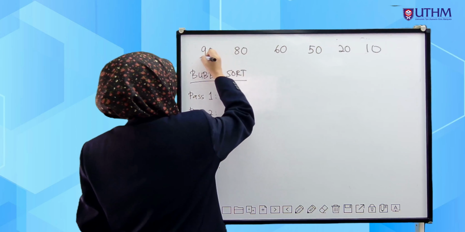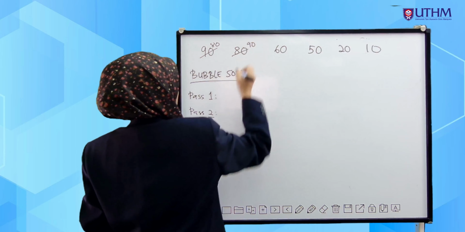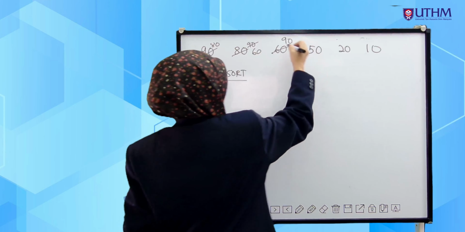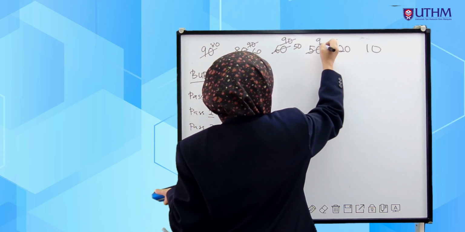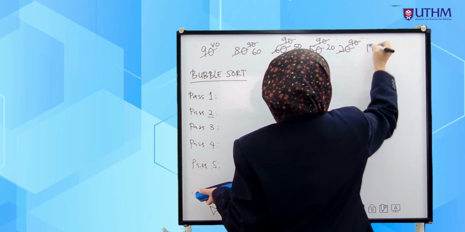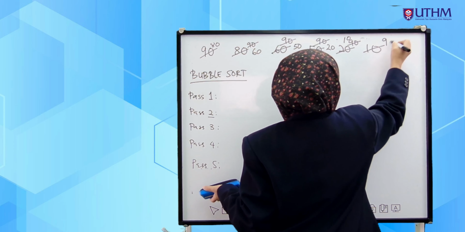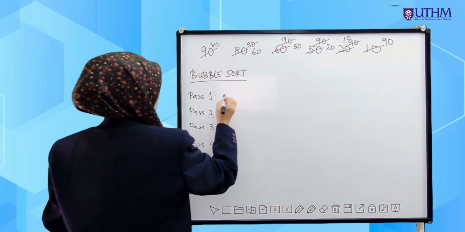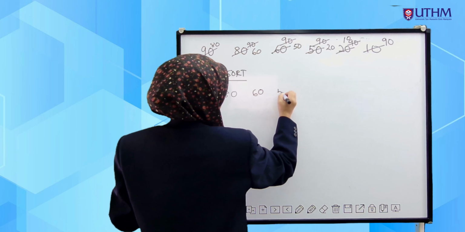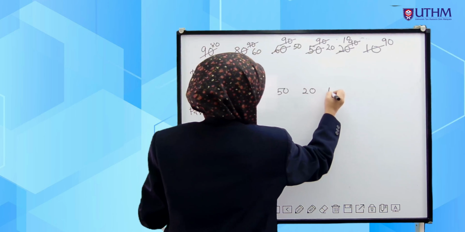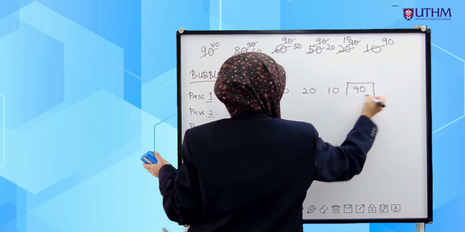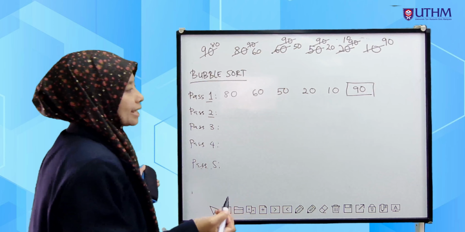Compare 90 with 80, we need to swap. 90 and 60, we need to swap. 90 and 50, yes, we need to swap. 90 and 20, yes. 90 and 10, yes. So after the first pass, what you have in the array should be 80, 60, 50, 20, 10, and 90. So after the first pass, the value in the last position is already in sorted order.